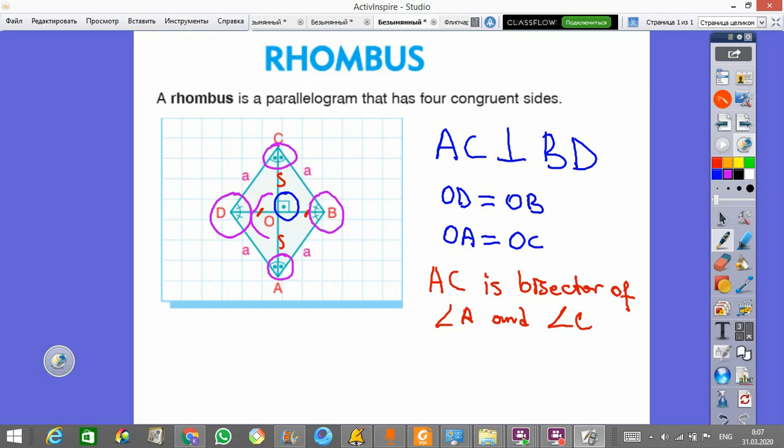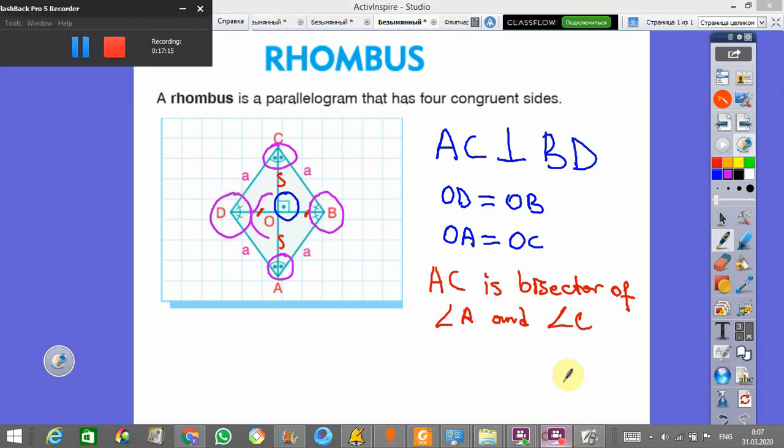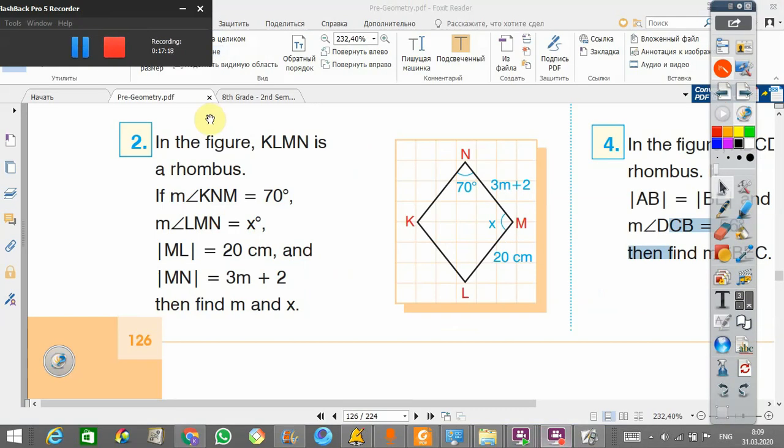Let's solve one example from the activity book. Okay, given a rhombus KLMN. If the measure of angles K and M is x, and angle N is 70 degrees, the length of side ML is 20 centimeters, and MN is 3m plus 2. Find m and x.